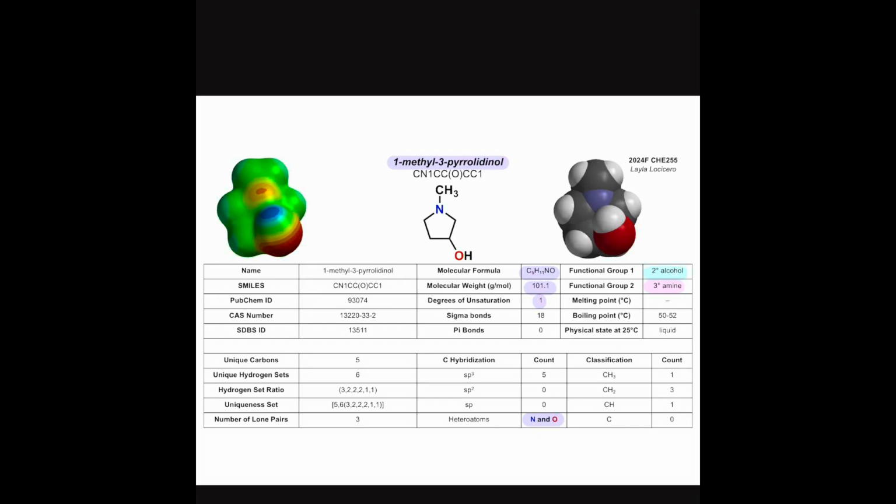1-methyl-3-pyrrolidinol has a boiling point between 50 and 52 degrees Celsius. At its physical state at 25 degrees Celsius, it is a liquid. There are 18 total sigma bonds and 0 pi bonds. For the C hybridization of this molecule, all 5 carbons are sp3 hybridized.